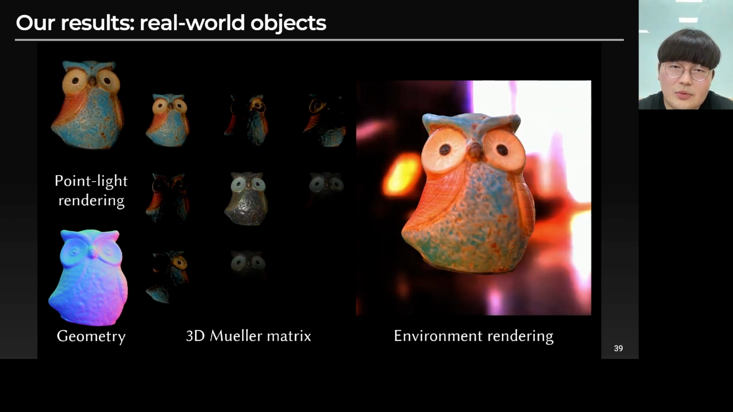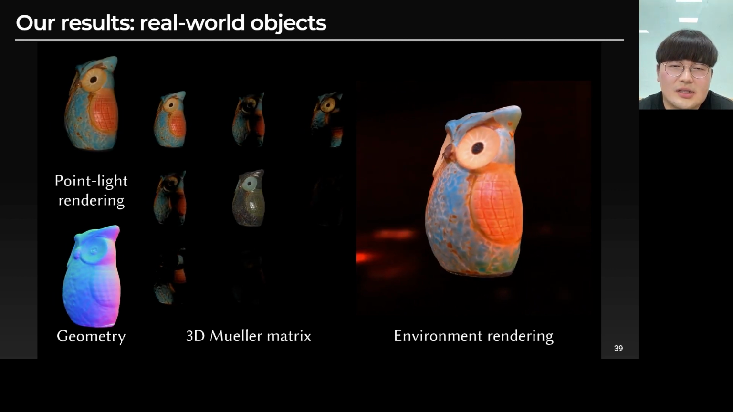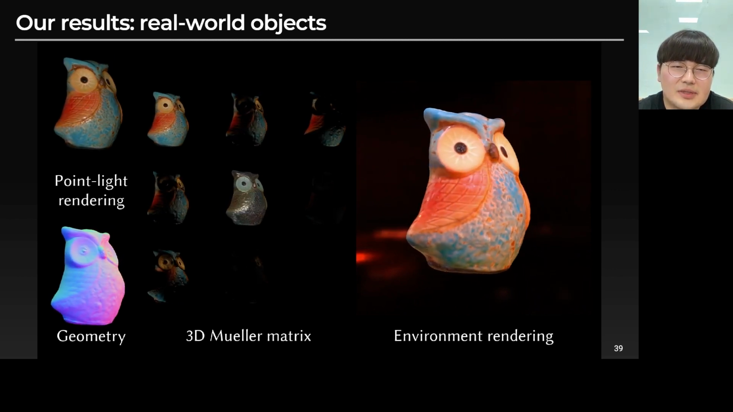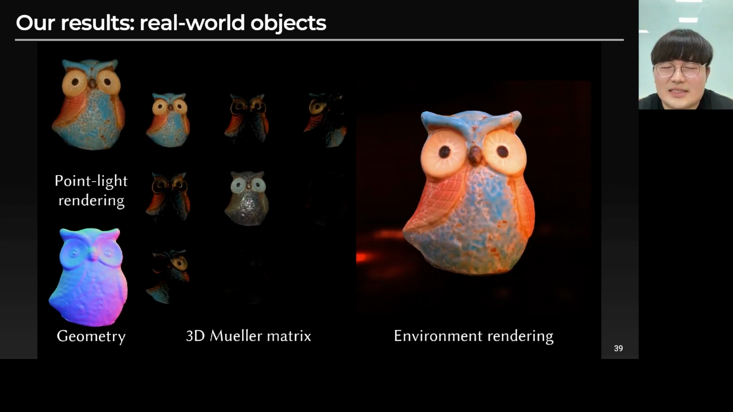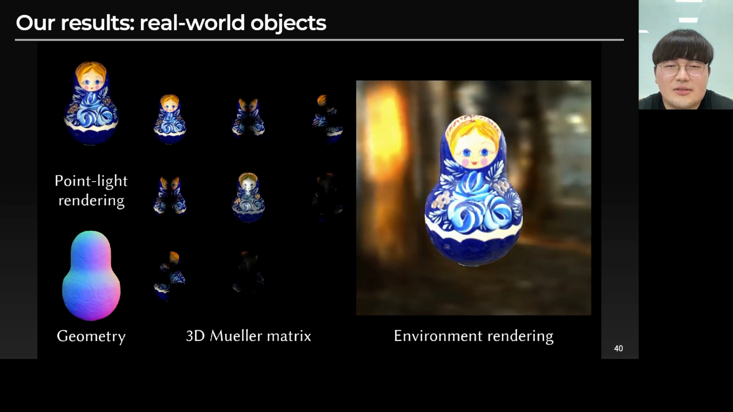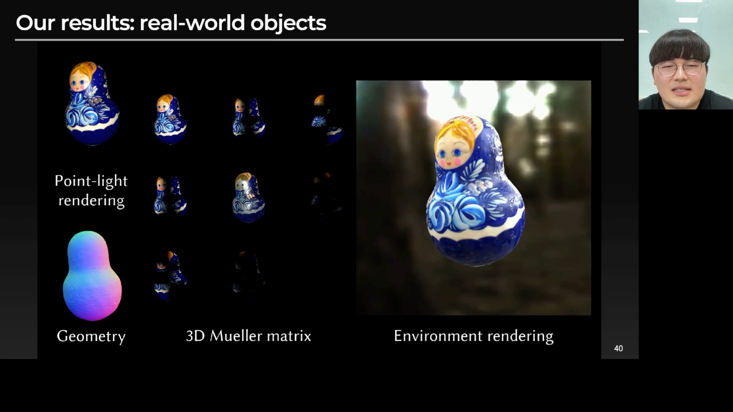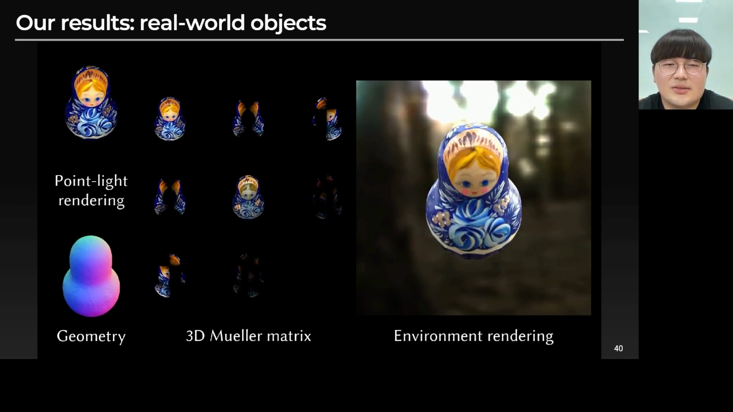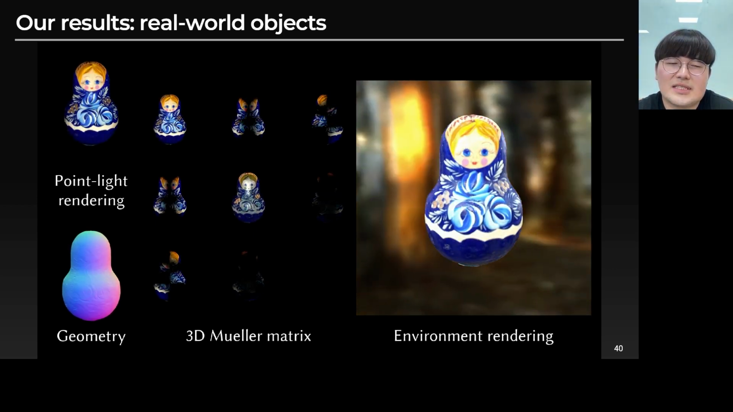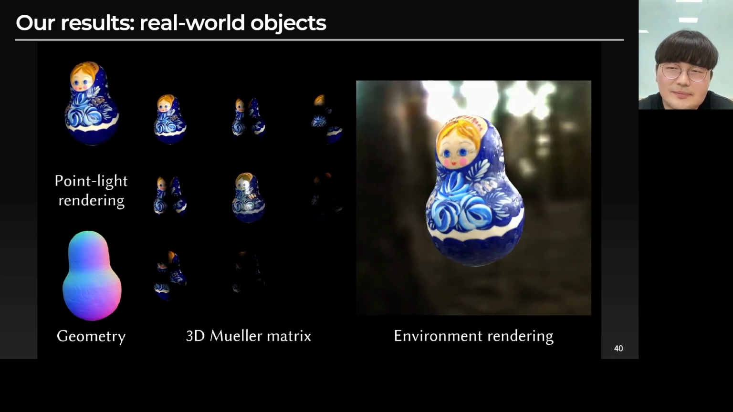Now let me show you more results of our method. Our method captured the very realistic appearance of the ceramic object that includes smooth and rough surfaces. Here is another object. The Matryoshka doll is covered with glossy paint and it has a simple geometry. It presents strong single scattering and also the reconstructed result represents its glossy surfaces well.